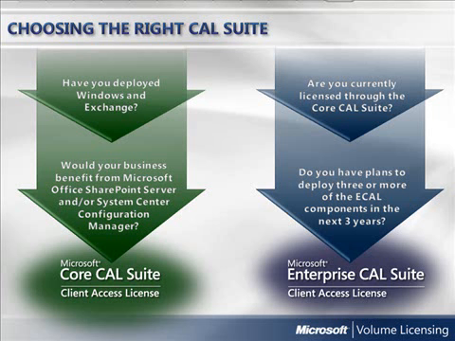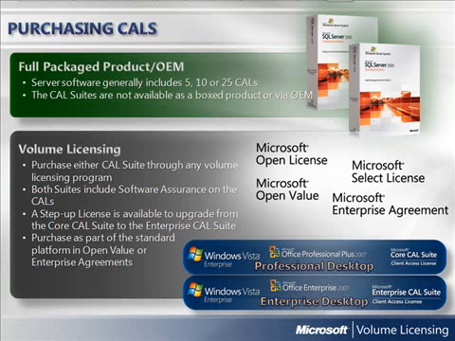And let's take a look at how you can purchase these CAL suites. Generally, licenses may be acquired through full package product, OEM, or volume licensing channels. While server software with a certain number of CALs is available as FPP or OEM purchases, the CAL suites are not. Both CAL suites may, however, be purchased through volume licensing programs. And you should note that software assurance is included, so you'll always enjoy the flexibility of being licensed for the latest version of the software.